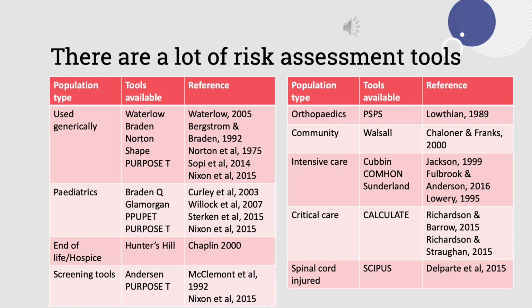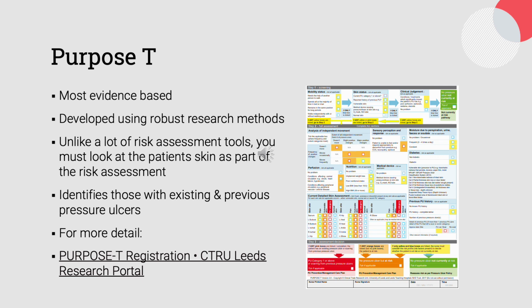So you can see from this slide that there are many risk assessment tools that you could be using in practice. I'm sure you're familiar with many of these. I know I've used many of these over the years in practice, but the tool which we are going to focus on today is PURPOSE-T. So we're focusing on PURPOSE-T because this is the risk assessment tool which is being recommended by NHS England. It's also recommended by NHS Wales, and other areas of the UK, Northern Ireland and Scotland, are looking at possibly implementing PURPOSE-T also.